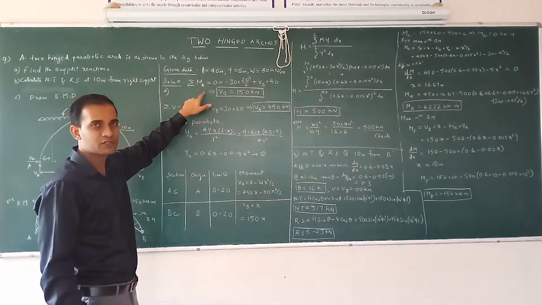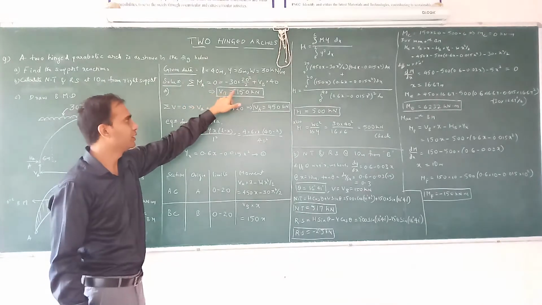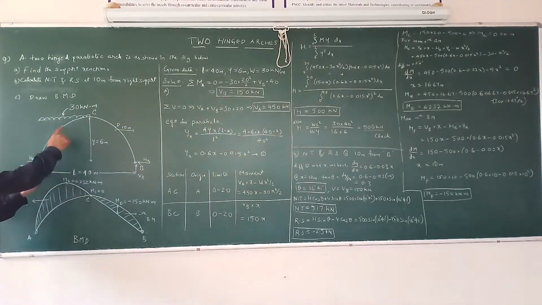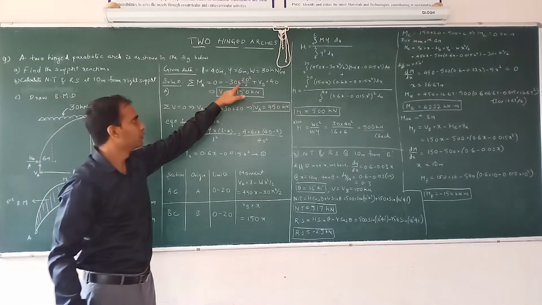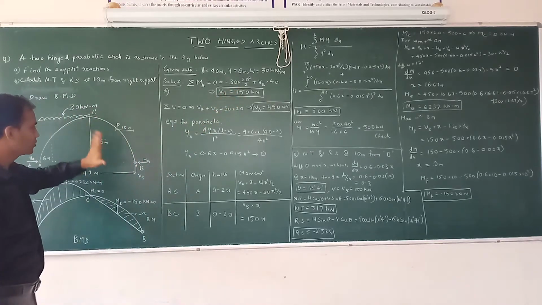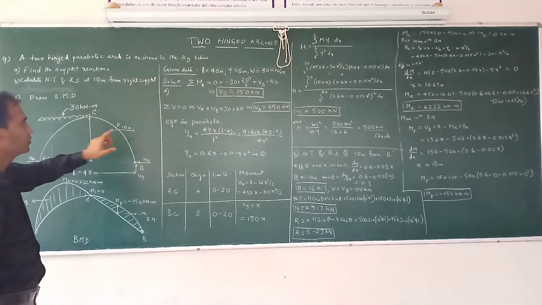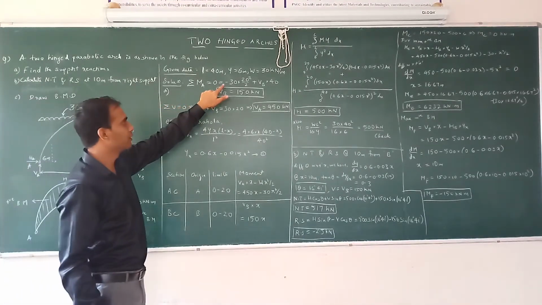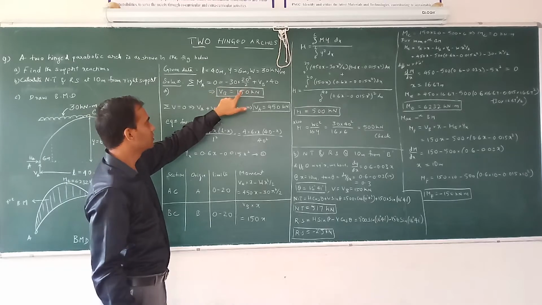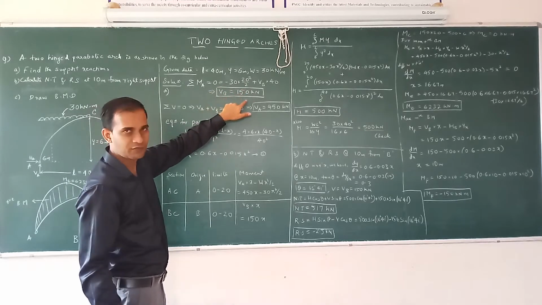Summation of moment at A is 0. We will equate all the forces. What are the forces? 30 kN per meter into 20 meters, since the half span is 20 meters, so 30 into 20 into 20 by 2. And what are the other forces? No other forces, only the support reaction VB. VB is anticlockwise positive, the load is clockwise negative. If we equate this, VB is the unknown, we will find VB is 150 kN.